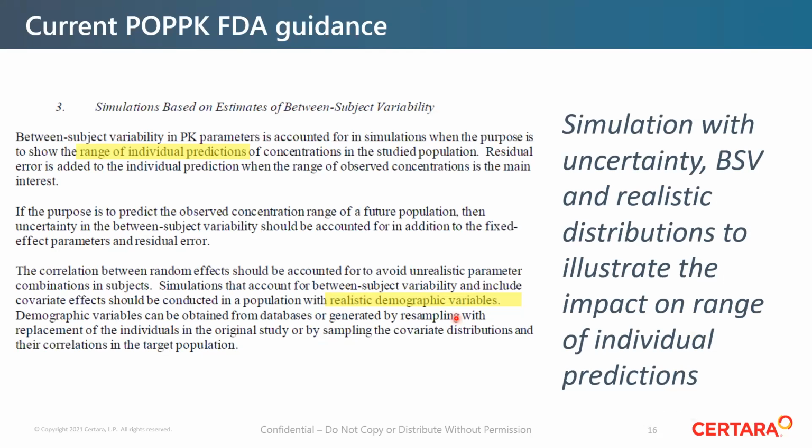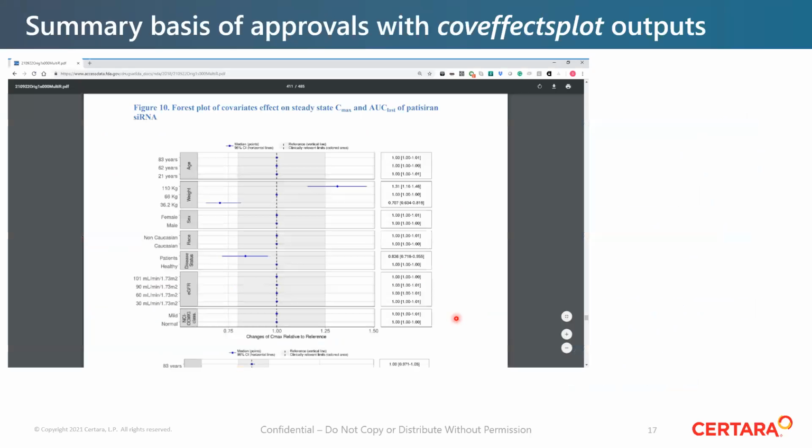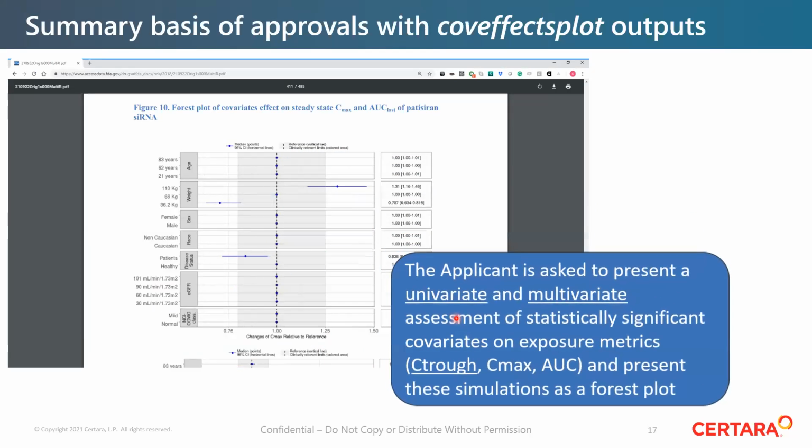So simulation with uncertainty, BSV and realistic distribution, is used when we want to illustrate the range of individual prediction. I've been using an ancestor of covariate effects, if you want. When I used it for this summary basis of approval, it was not even a package. You can find many approvals or summary basis of approvals at the website with this type of visual and simulations that I'll be illustrating today.